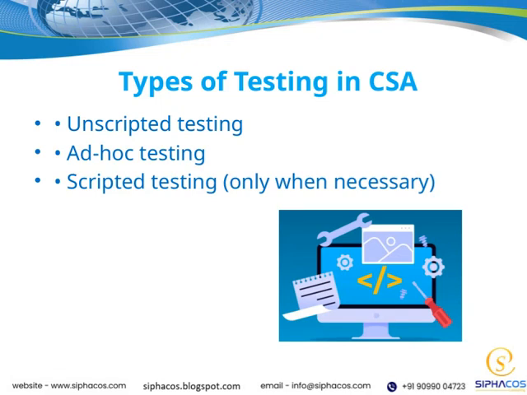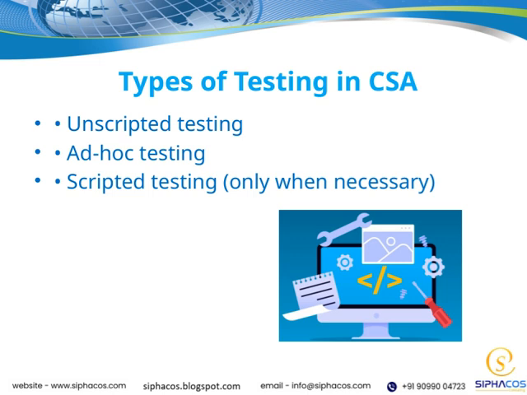Now, let's talk about the different types of testing we use in CSA. First, there's unscripted testing. This is where testers explore the system freely without predefined plans, aiming to discover issues that might not be caught through structured approaches. It's really valuable for uncovering unexpected problems.